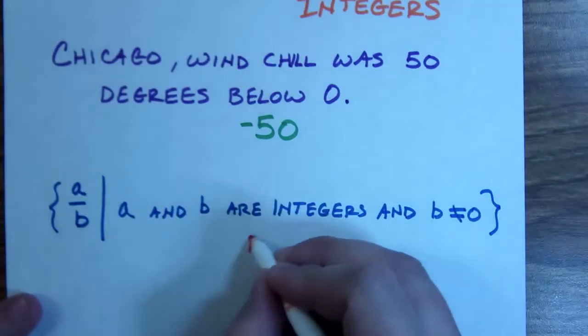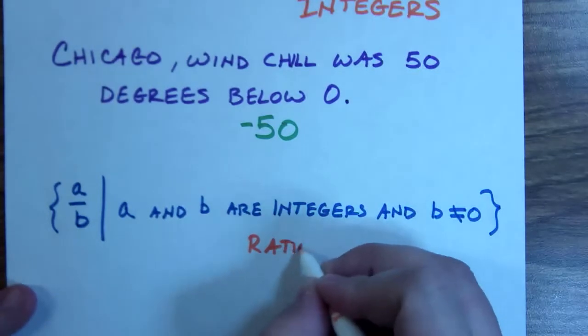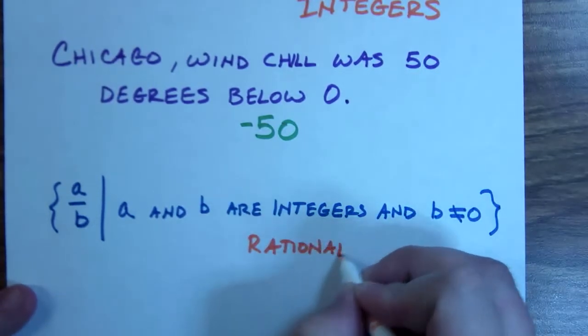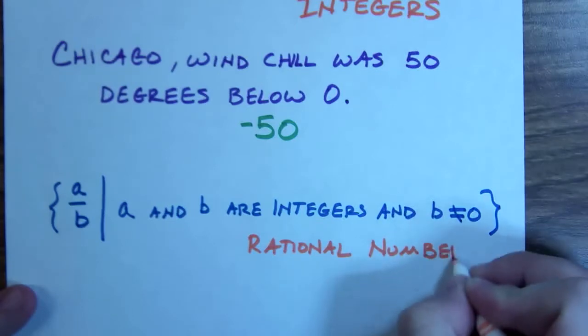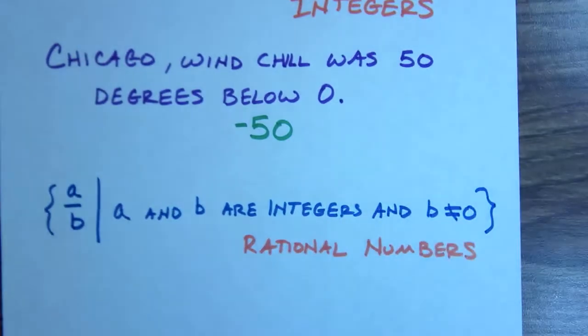This set is called rational numbers. I think the easiest way to explain what a rational number is that it's a fraction. Rational numbers are fractions. Notice that it says a and b are integers, which means the fraction could be positive or negative. And b does not equal 0. Why is it important that we say b does not equal 0? Why is that a requirement?